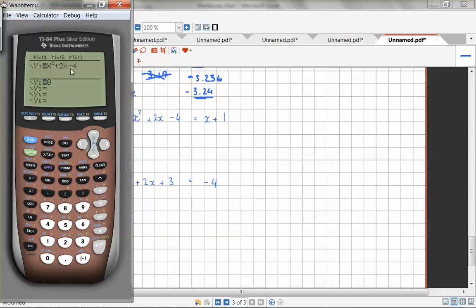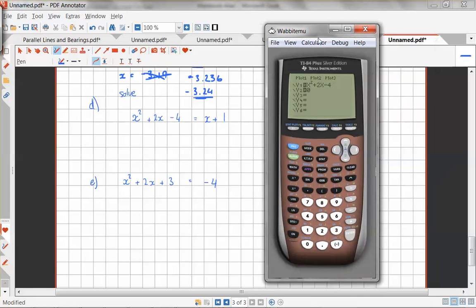So I've got the first one still there. And what did you put in here? Any ideas what you would have done, guys? x plus 1. Good, we get x plus 1. And this time you'll notice that there's a line, and this time the line is not horizontal. The line goes in that direction.